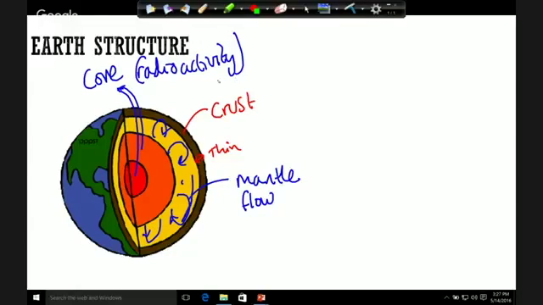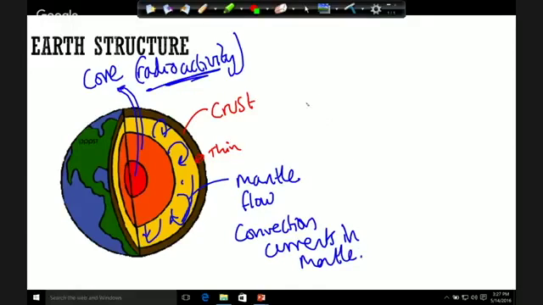So in the core, there's the radioactivity. A lot of people forget that bit. And this drives convection currents in the mantle. Might as well discuss it now, I suppose. The idea that these convection currents are what move our tectonic plates.